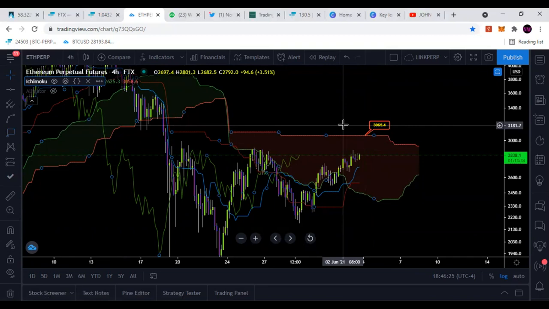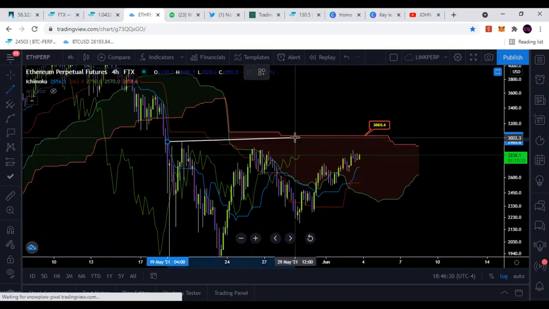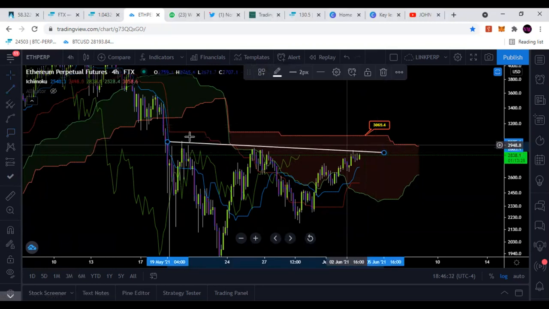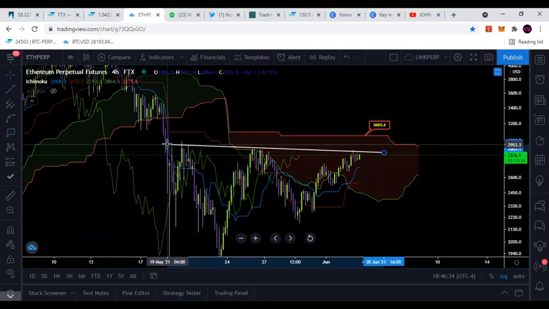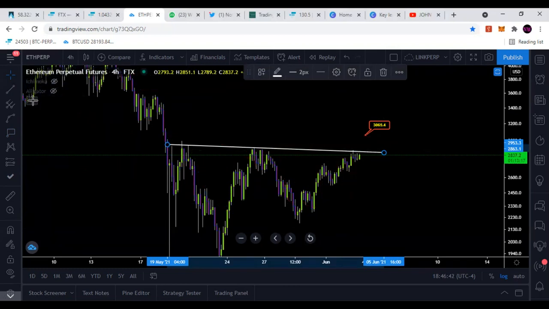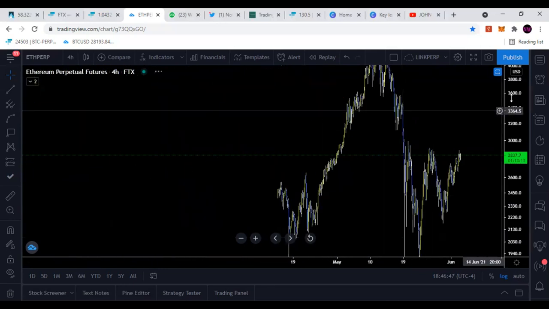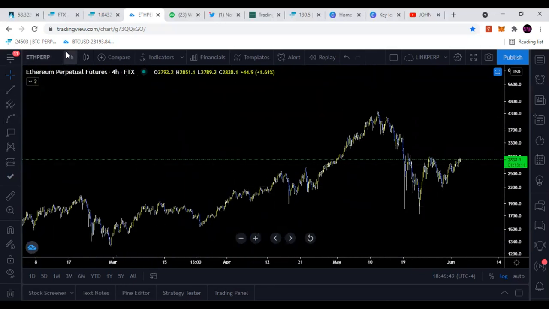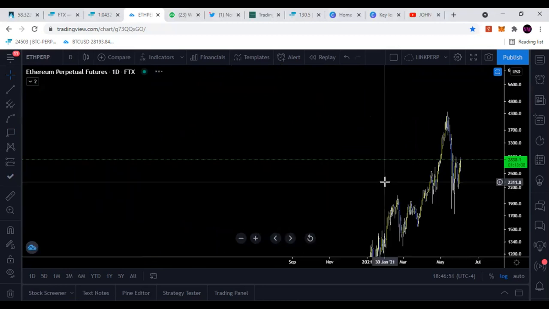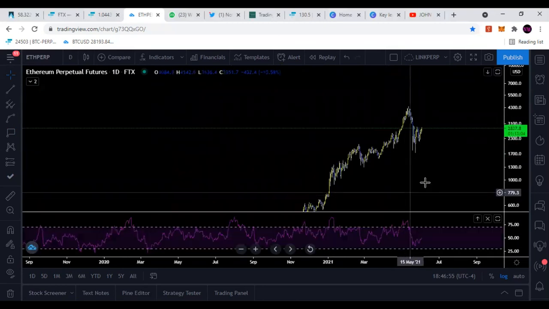So for now, all we want to do is to wait for this perfect breakout from this down sloping resistance. So once we get that, we're going to get new prices coming in. Maybe a push back to the previous all-time high. And if we don't get that, then price would actually push back down.